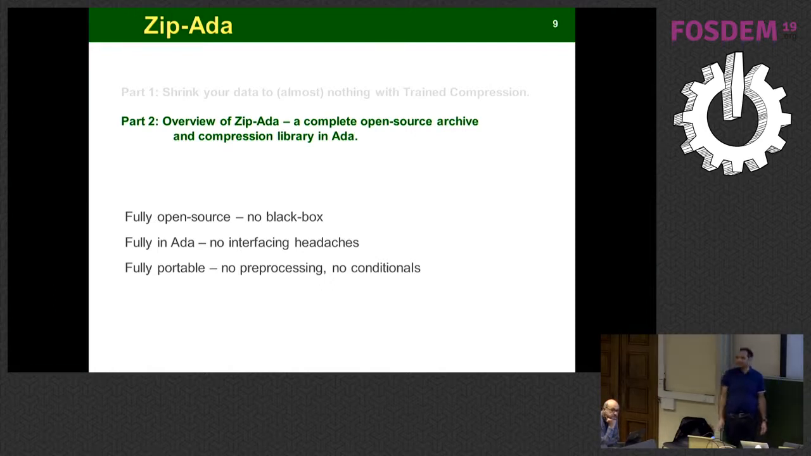Now, the second part is more about the Zip-Ada library. So what is it? We are at the right place here. It's fully open source. And we are in the right dev room, so it's fully in Ada. You don't need to even think about interfacing the stuff. Usually it's the painful part of mixing languages. And it's fully portable as long as you have a compiler supporting a certain number of integer types, of course. So you need a complete Ada compiler with the necessary integer types.